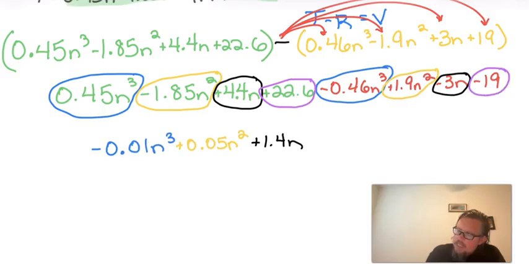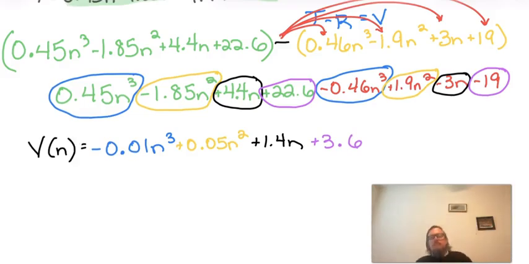22.6 minus 19 is plus 3.6. And this wonderful equation is our video game sales. So there's the first thing we wanted to do. We wanted to come up with an equation for video game sales.